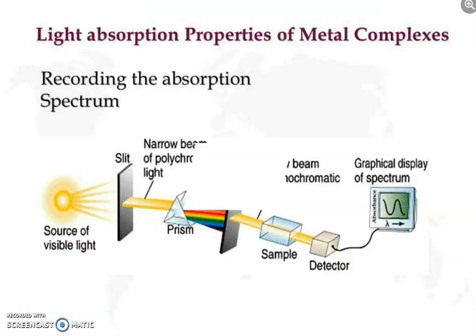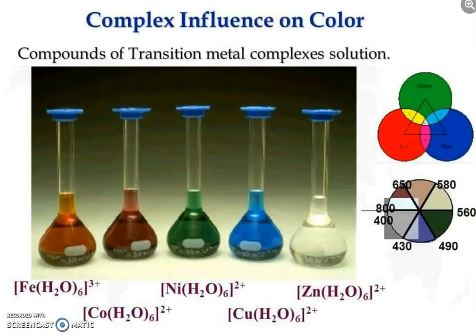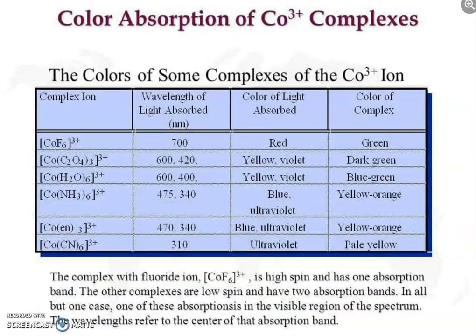So, light absorption properties of metal complexes. Recording the absorption spectrum: you have the source of visible light, you have a slit here, you have a narrow beam of polychromatic light, you have a prism here, and then monochromatic light, and you have the graphical display of a spectrum like this. So, the complex's influence on color. Compounds of transition metal complex solutions: you have seen this is colorless, this is blue, green, and so you have different compounds here. So, color absorption of cobalt 3+ complexes. You know the color of some complexes of cobalt 3+. I already showed you.